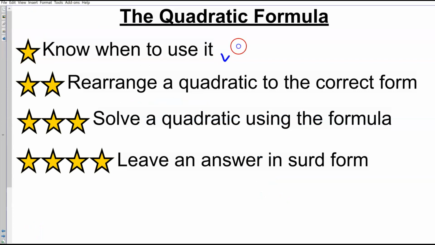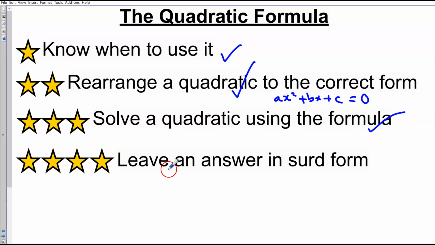So hopefully by now we know when to use it, when we can't factorise. Hopefully we're happy now with rearranging stuff to get it in the right form. So it's got to be in that form: something lots of x squared plus something lots of x plus just some number. And it's got to equal 0, most important. And solving quadratics using a formula, well, we've done lots of that.